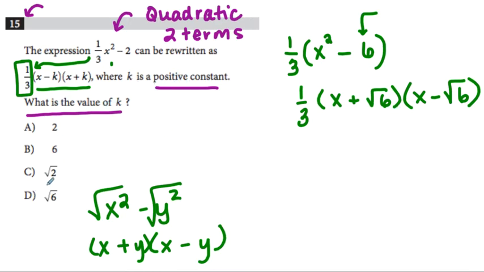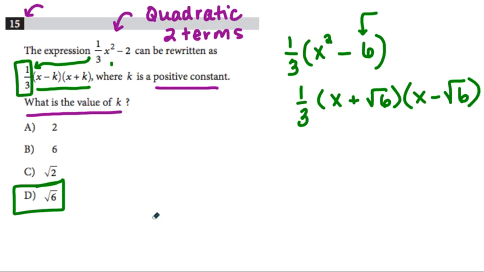So what is the value of k? Root 6. That's one way to do this, a little bit trickier. But if you're really comfortable with DOTS, then it wouldn't be.